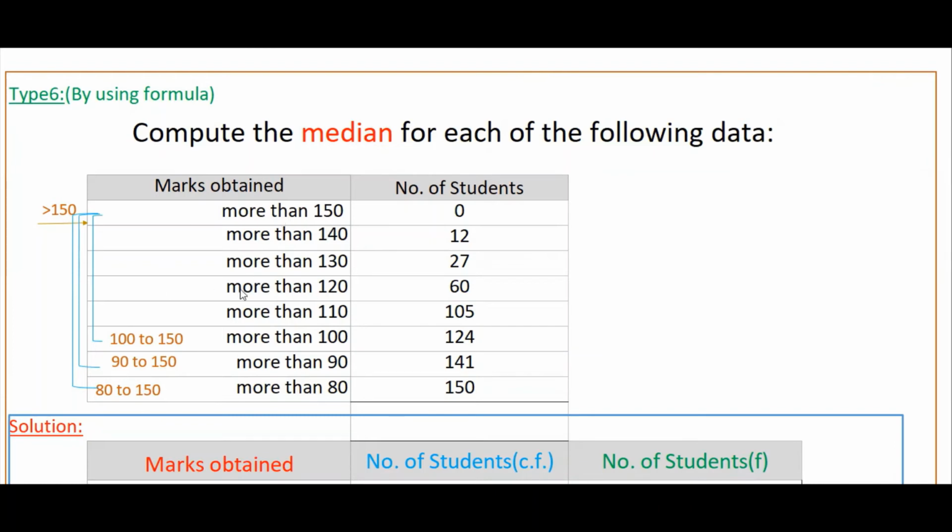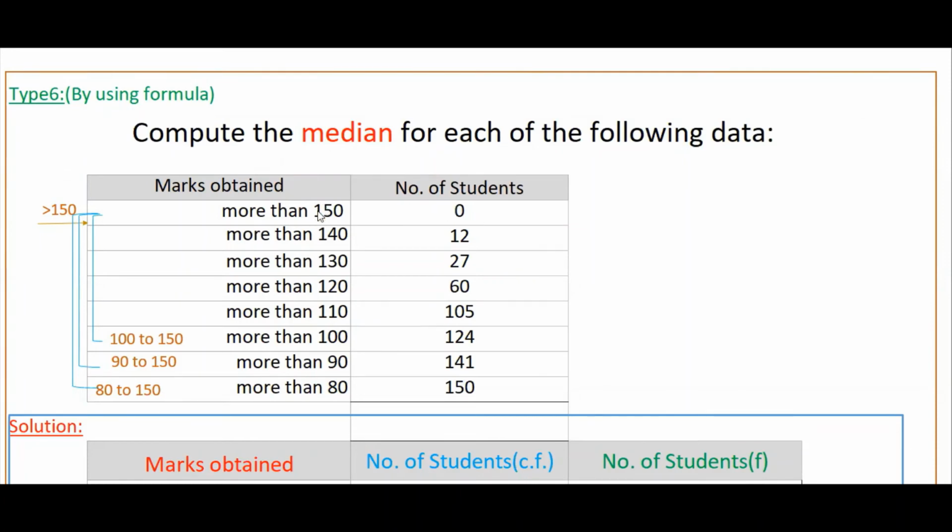And you have to observe the data. First see here more than 150, more than 140, and here more than 80. So here more than 80 means 80 to 150. These numbers of students are from 80 to 150, the marks obtained more than 80. And more than 90 means the number of students here are 90 to 150. Similarly, more than 100 means 100 to 150, because here more than 150, there are 0 students. That means more than 150, there are no students. More than 150 marks, no students got.